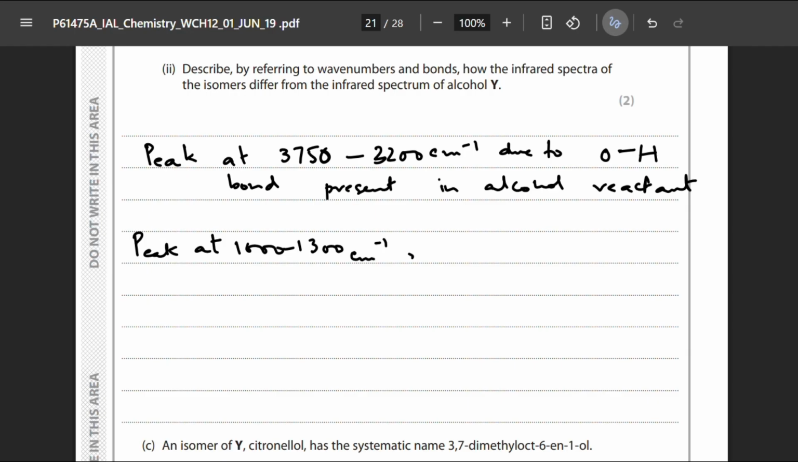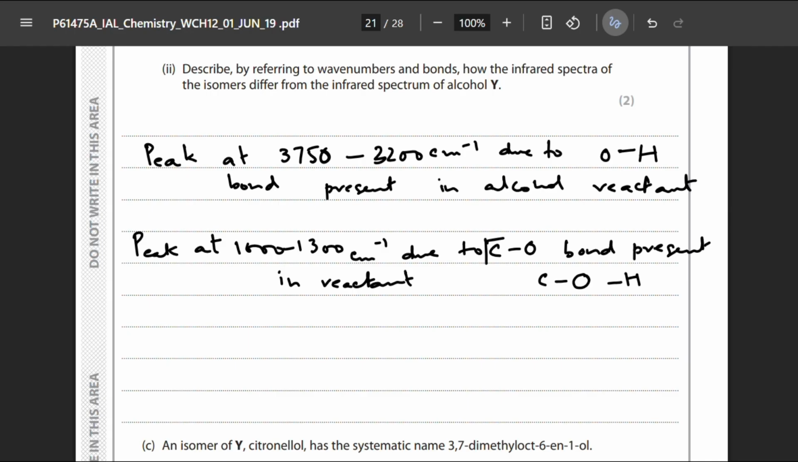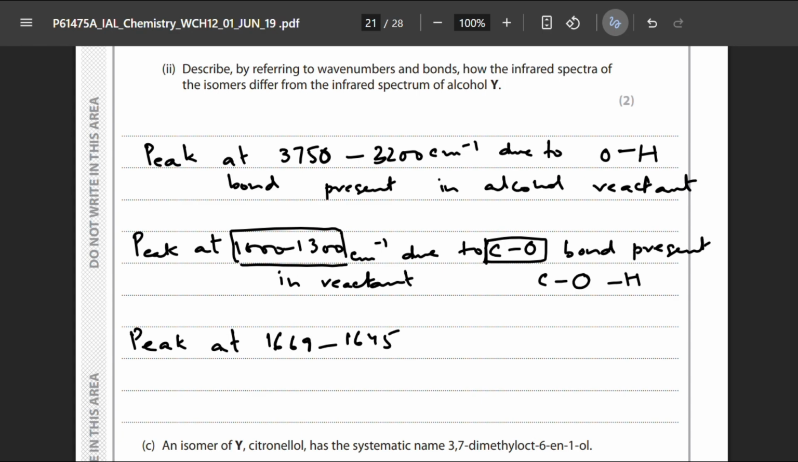You need to use a data booklet for this. The peak at 1000 till 1300 is due to the carbon-oxygen bond present in the reactant because it is an alcohol. So the carbon-oxygen and oxygen-hydrogen bonds are all present. So the value of the carbon-oxygen bond peak will be this.